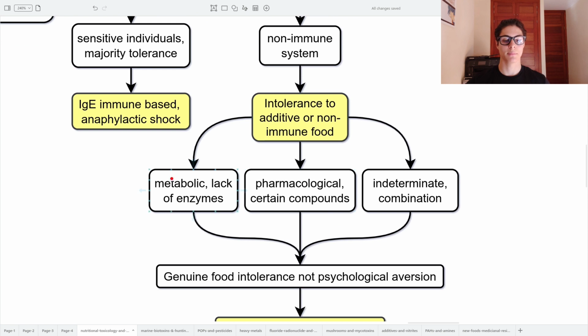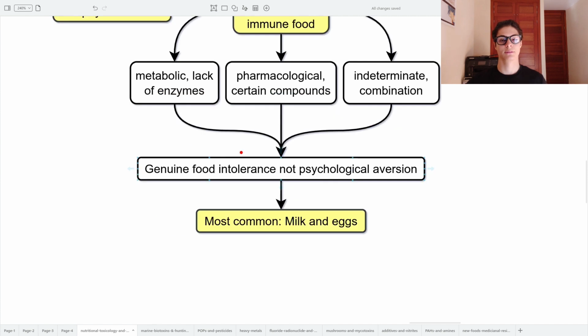And the causes can be metabolic, such as the lack of enzymes, for example, in the lactose intolerance, pharmacological, due to certain compounds, or indeterminate, maybe a combination of both. This is a genuine food intolerance, not a psychological aversion. That's why a majority of people think they are allergic to something, but they are not really. And the most common ones are milk and eggs.